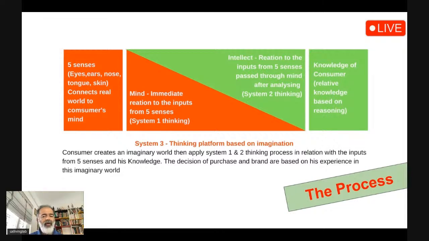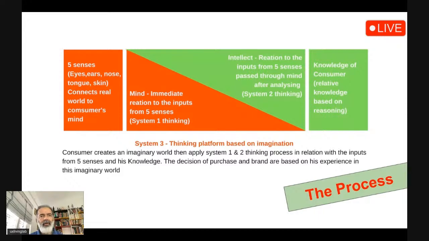Eyes will watch the product, ears will hear about it, nose will smell, tongue will taste, and skin will feel. So there are only five channels. Any human being has only five channels. Then these five channels give information to the mind. So what will the mind do? It gives an immediate reaction to the input from these five channels.